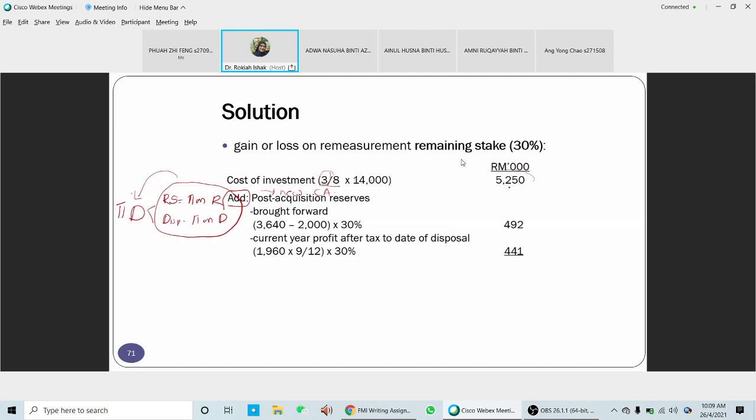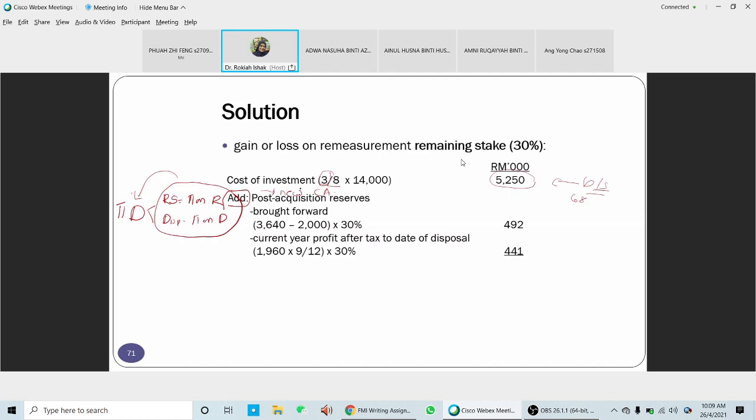Actually, if you don't want to calculate this one, you just look at the balance sheet. There is a figure given here, 5250. The 5250 is already given in the balance sheet, so just use that figure. Slide 68, I can refer to that one. And this is the original cost at the date when you acquired the control.